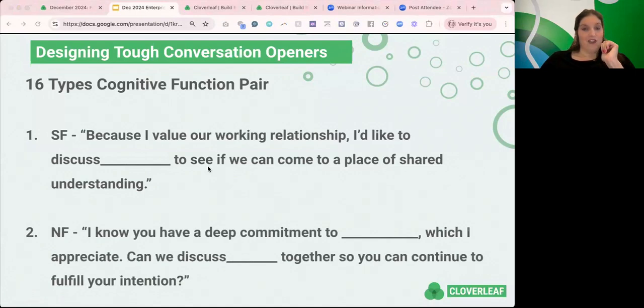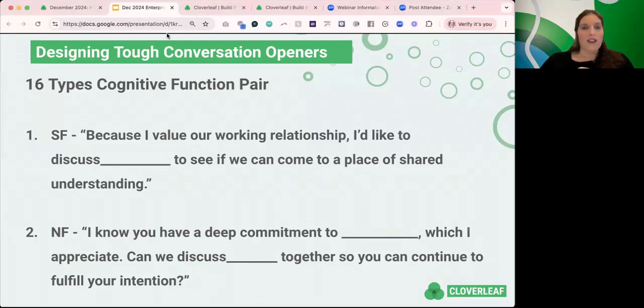Okay, so now the intuitive feeler, this pair is people-oriented. They're idea-focused. They want expectations, but they also want a little bit of autonomy. And they're also others-focused. Like they're very people-focused, so sometimes the details can drop out. Okay, now they're going to internalize what I say. So I might want to open with something like, I know you have a deep commitment to this project, and I really appreciate that. Can we discuss the timeline together so that you can continue to fulfill on your intention, right? So I'm focusing on their commitment, and I'm letting them know that I appreciate them and their service. But I'm also letting them know I want to work together with them so that they can fulfill on what they're out to fulfill on, right?